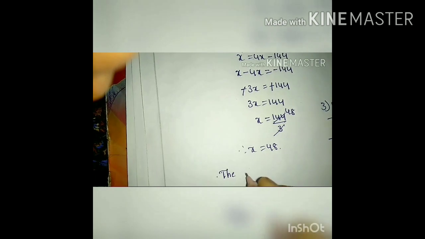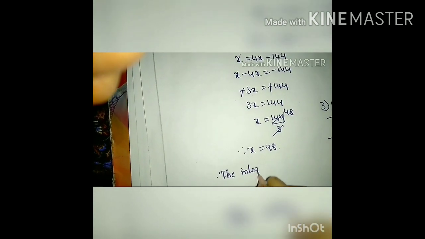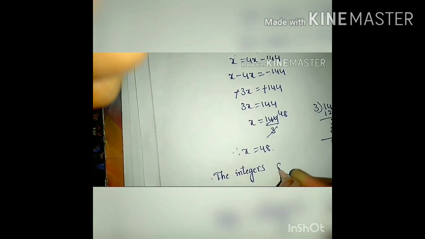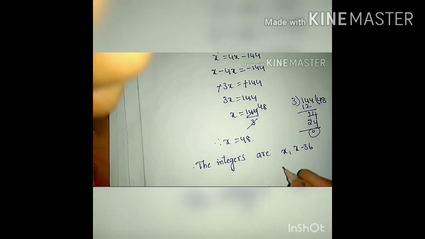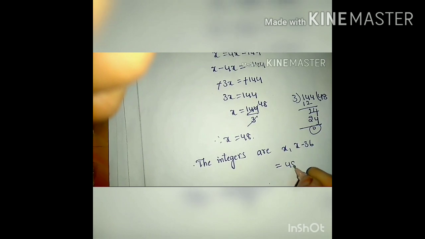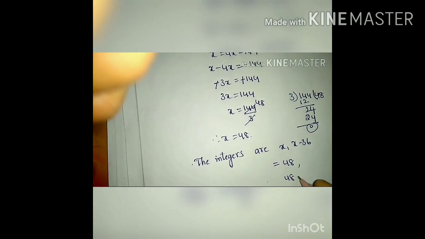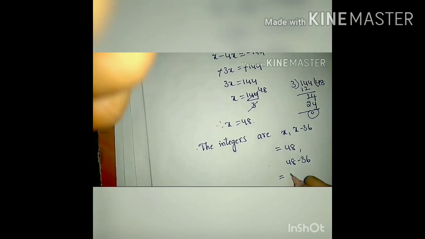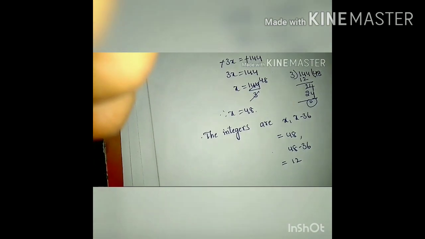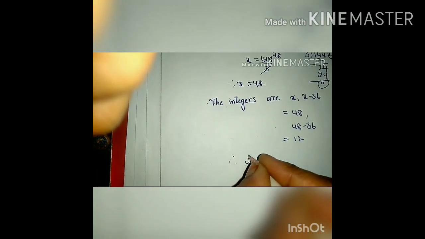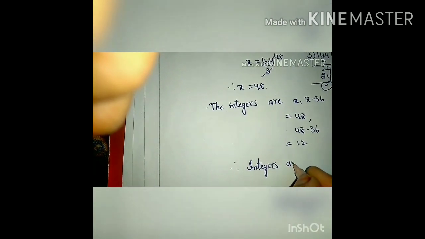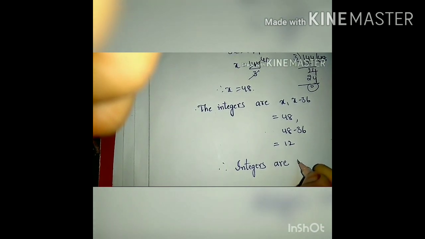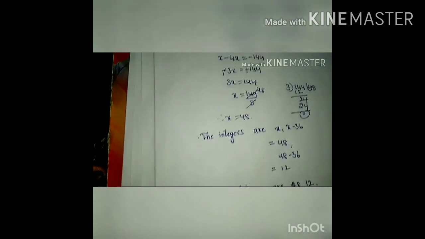The integers are x comma x minus 36. So substitute the x value: 48 comma 48 minus 36. 48 minus 36 is 12. Therefore the integers are 48 comma 12. Okay children, did you understand this one?